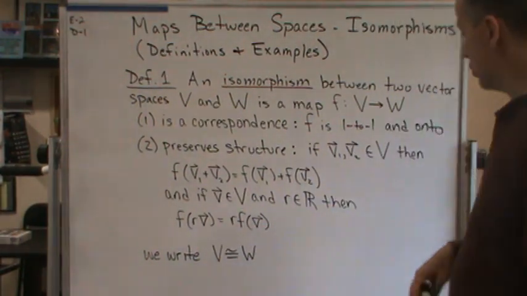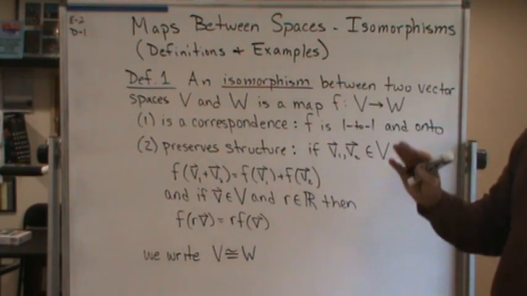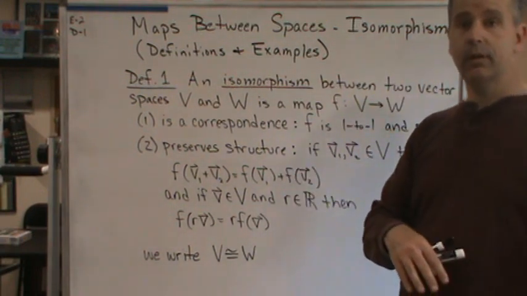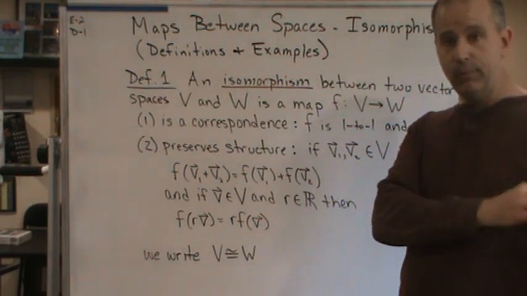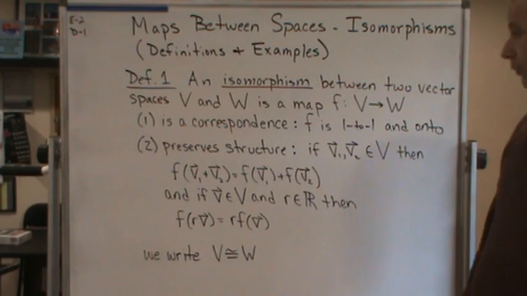Now, onto means that everything in the range gets hit. So everything in the range is mapped from a value in the domain. Okay, so that's what we mean.